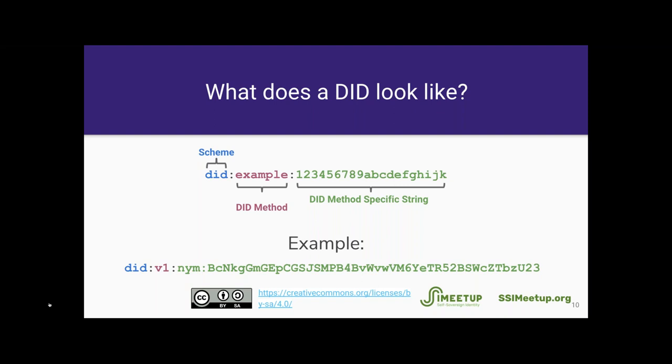The other thing to point out is that, for example, a Sovrin DID would be DID colon SOV colon and then a cryptographic identifier of some kind there as well. Bitcoin would be DID colon BTCR colon and then an identifier. But fundamentally, these things are very simple things to look at and know. If it starts with DID colon blah, blah, blah, you know it's a decentralized identifier.